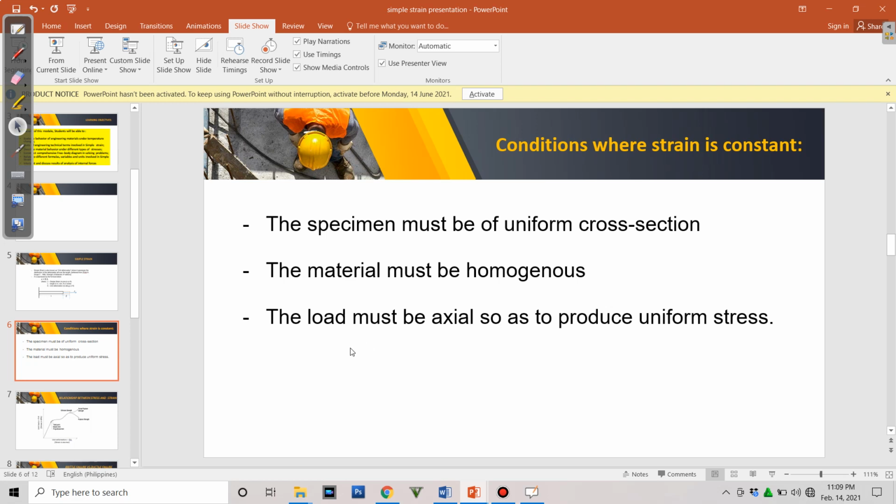Another criterion is that the load must be axial so as to produce uniform stress. An axial load is a force that is parallel to the axis of the member. It could be either tensile, or stretching, or compressive, or compressing the material. Okay, so those are the conditions where strain should be constant.